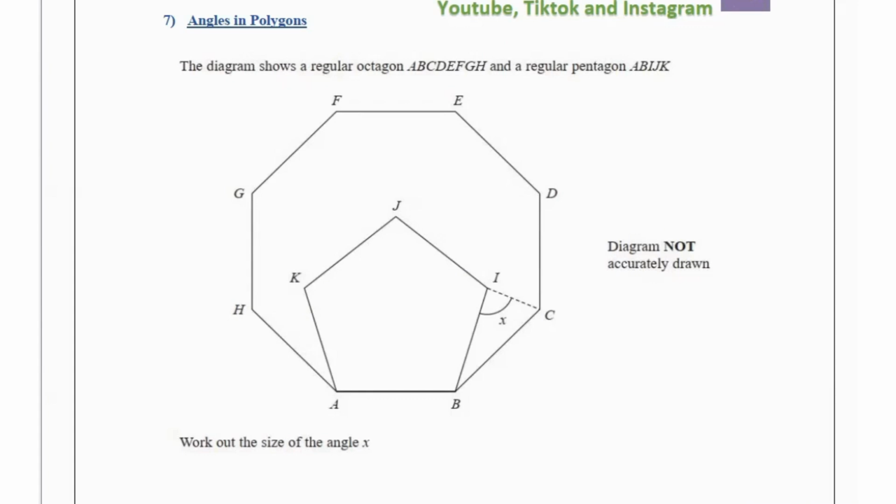It's just that they make it look weird to confuse you. So the diagram shows a regular octagon. In an octagon, the number of sides is 8, and in a pentagon, the number of sides is 5. Using the number of sides, we can find the interior angles for both the octagon and pentagon. If we start with the octagon, it's 8 minus 2 times 180 over 8.